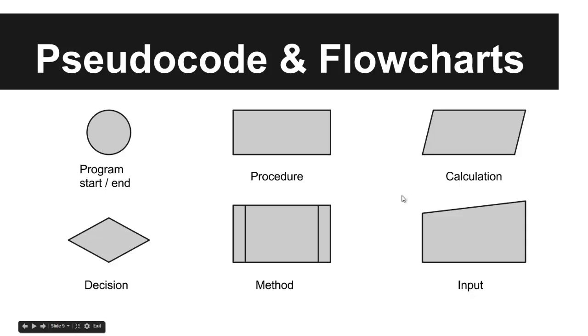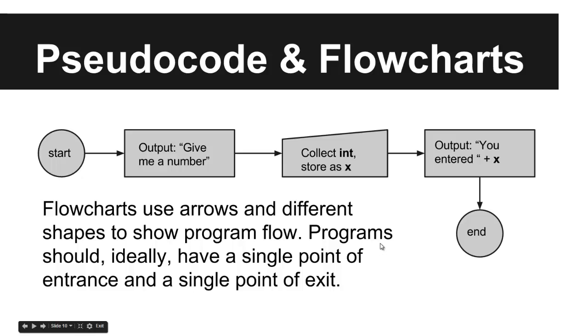Then the way that we put this together is we start with our program start, if you choose to do that, and then you draw arrows showing how the program flow goes to the next item. And so it looks sort of like this. And so for a really, really simple program with the scanner, it might look at its outset something like this, where we can start the program, ask the user for a number, collect that integer and store it as x, and then output you entered x.